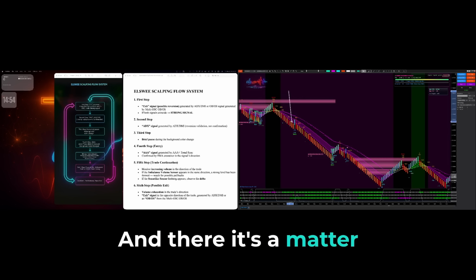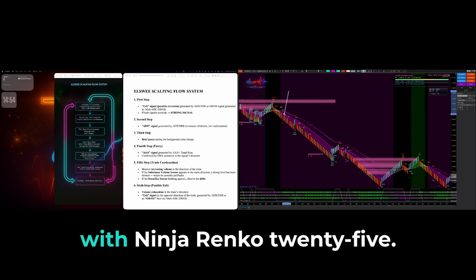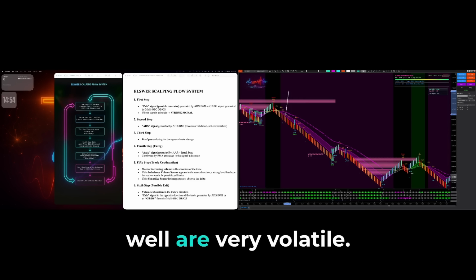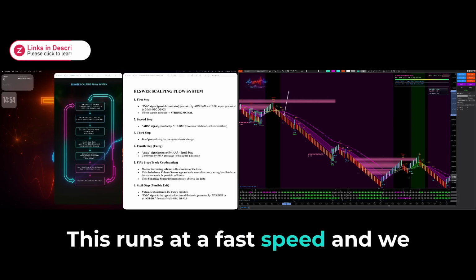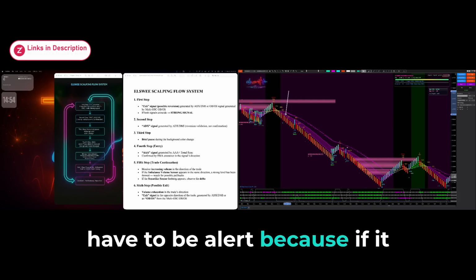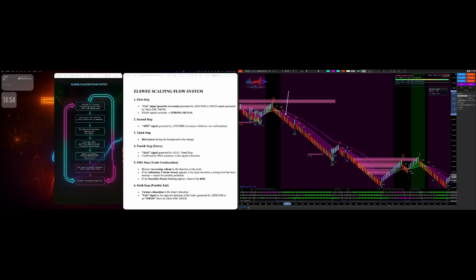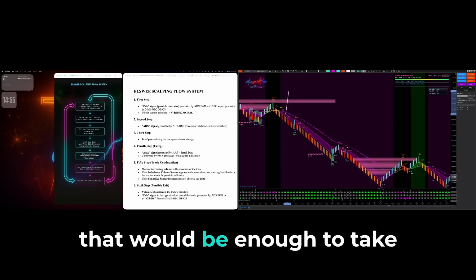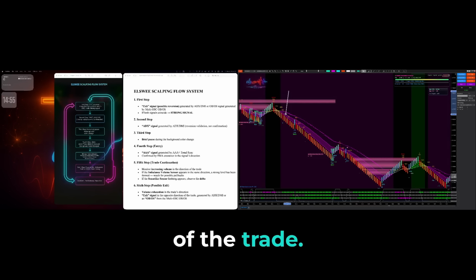And there it's a matter of following up. Remember that this is a chart with Ninja Renko 25. And these candles are very volatile. This runs at a fast speed and we have to be alert because if it turns 2 or 3 candles against us, that's enough. If we have good risk management, that would be enough to take us out of the trade.